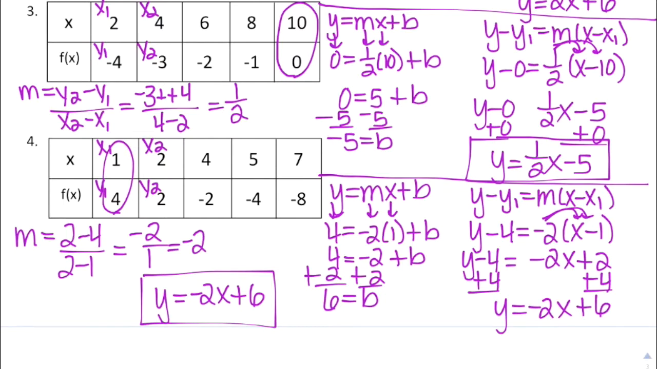Remember, you can choose the method that works best for you. Whether you like to just look for the pattern, use y equals mx plus b, or use point slope. As long as you double check your answer and be careful with your signs, you should always end up with the same equation.